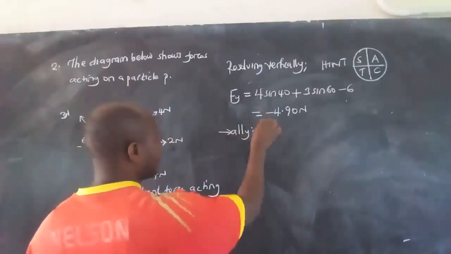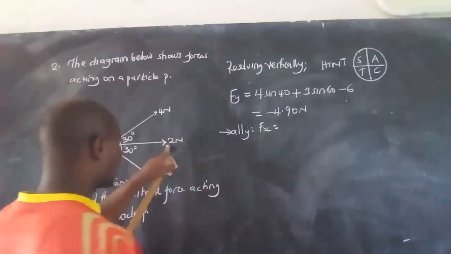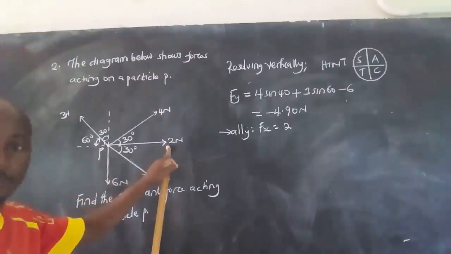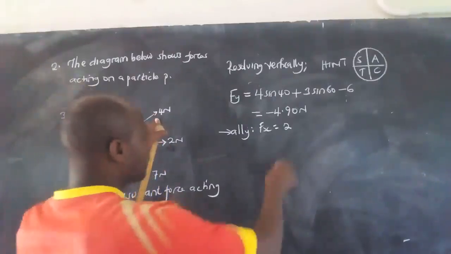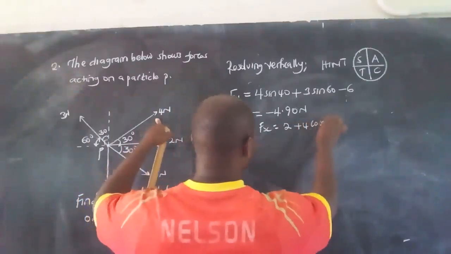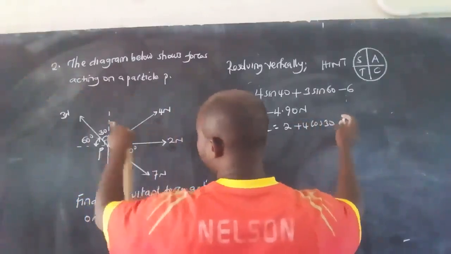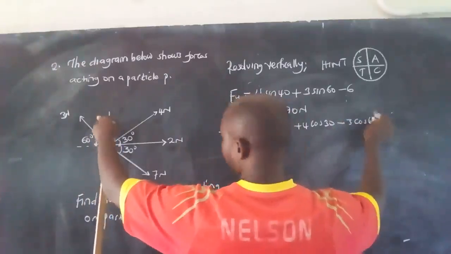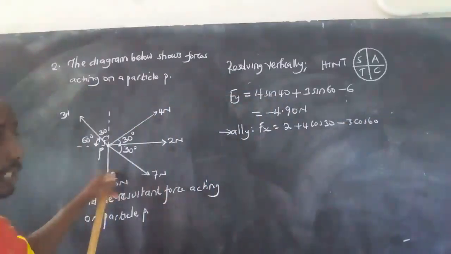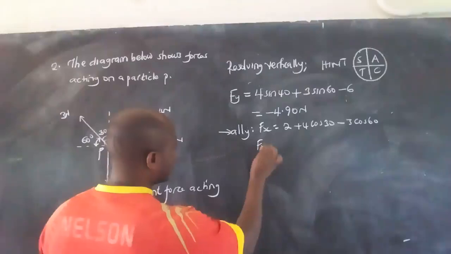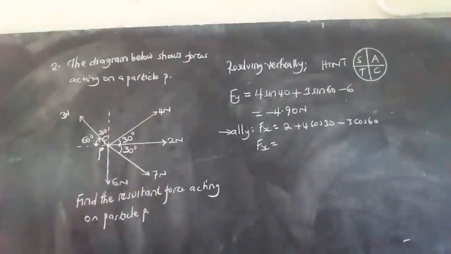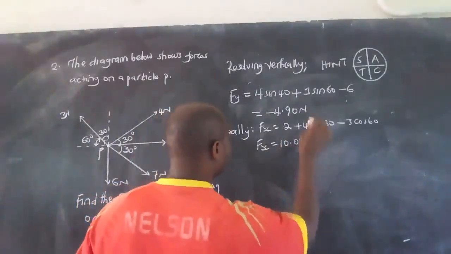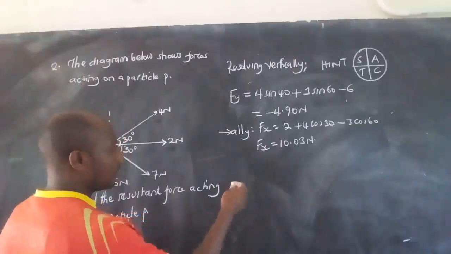Then horizontal components, that's Fx. This one has 2, the angle it makes is 0, and cos 0 is 1, okay? Then this one is positive, that's plus 4 cos 30. Then this is negative, minus 3 cos 60. Then this one has no horizontal component. So here our answer Fx will become, when we substitute, 10.03.